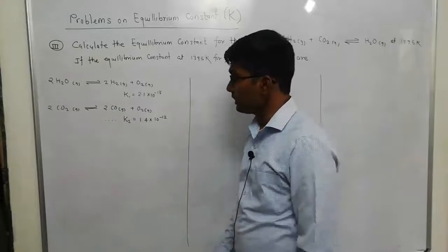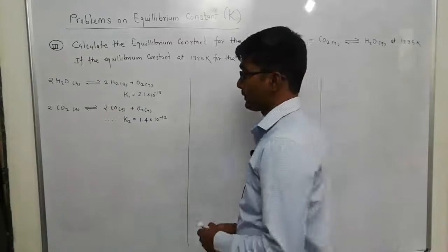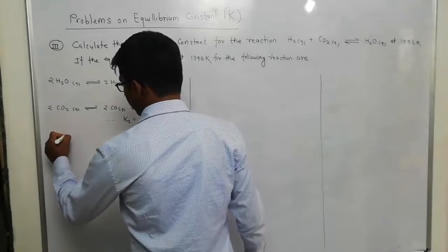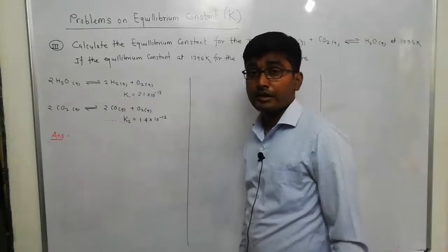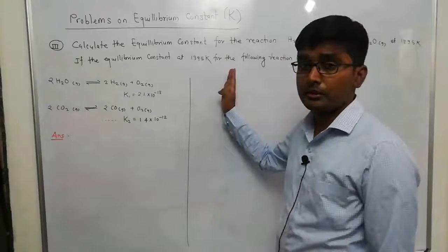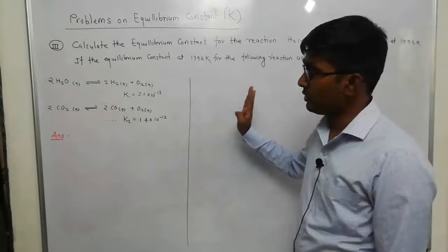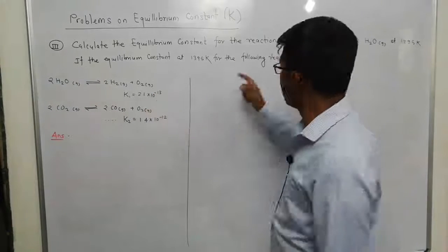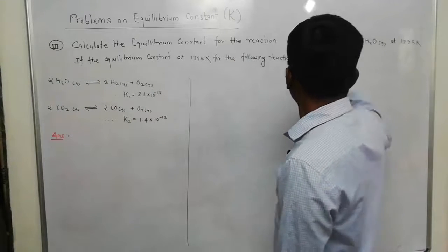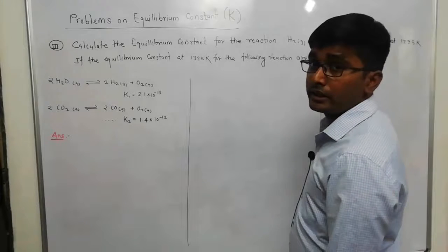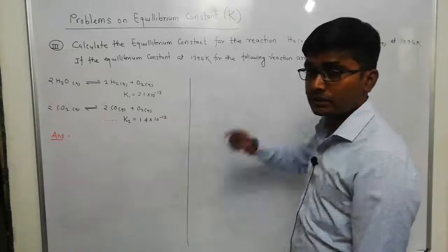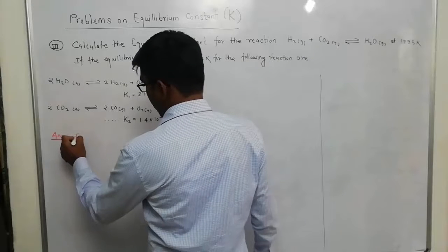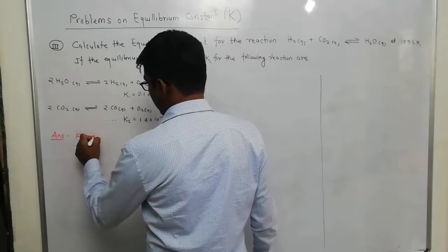Now let us solve this problem. Whenever you read a problem, read carefully and try to find out what is given and what is asked. What is given? The equilibrium constants for these two reactions are given. And what is asked? The equilibrium constant for this reaction is asked. Now let us write each reaction and its equilibrium constant.